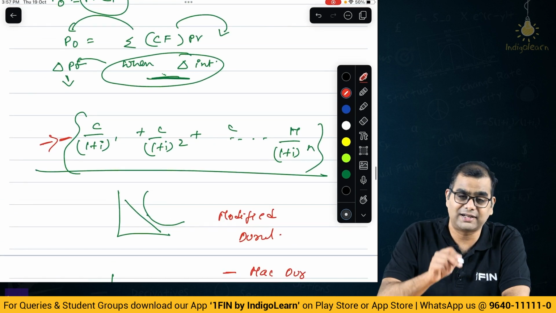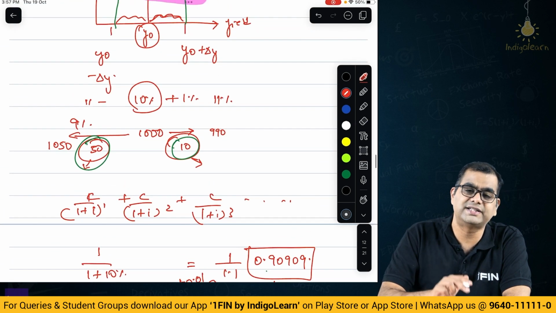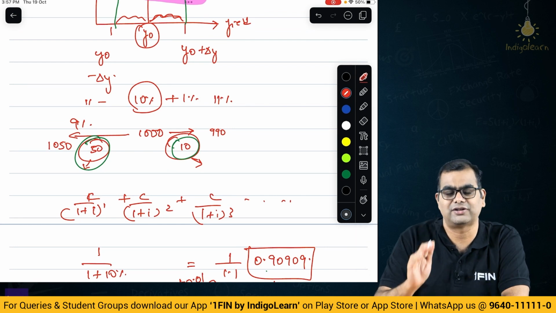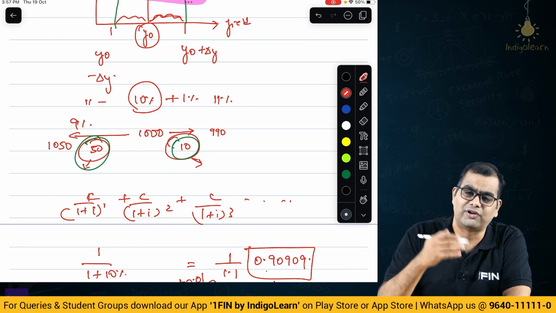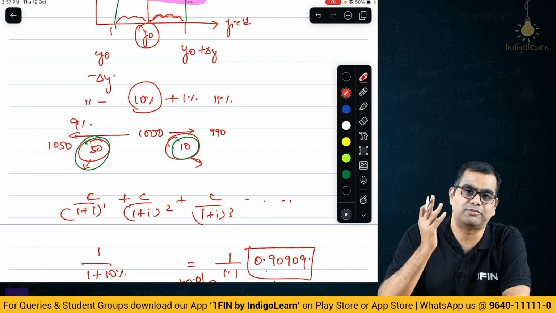And we discuss this. And the curve also, the change in price is very different for a decrease in interest rate versus an increase in interest rate, or decrease in yield versus increase in yield. For an increase, it falls by a smaller amount. For a decrease, it goes up by a larger amount.